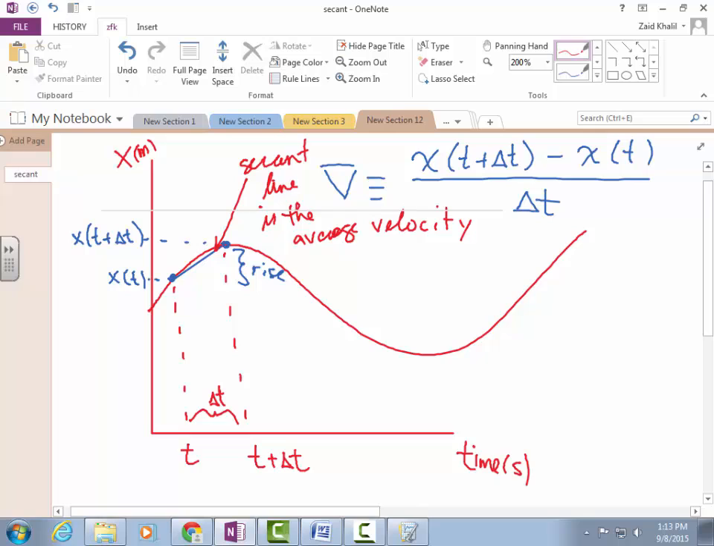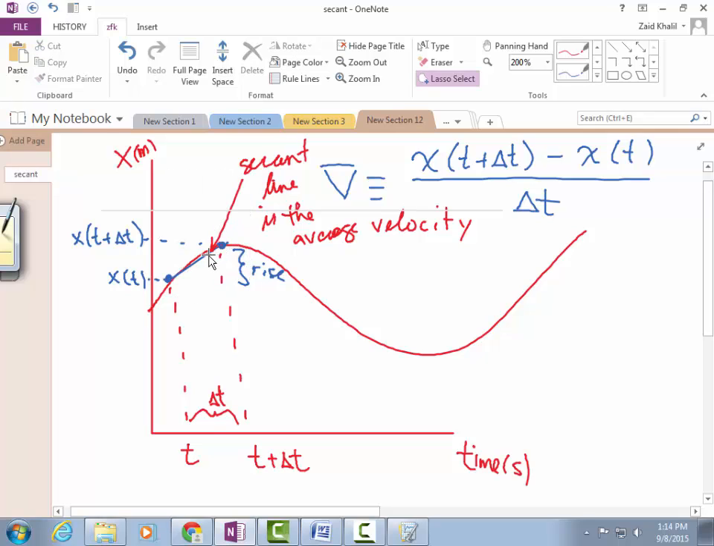So then the question is how can I find the instantaneous velocity? What can I do? I could take this and start collapsing the time interval. If I start shrinking this time interval, what happens to this secant line when I start collapsing it?